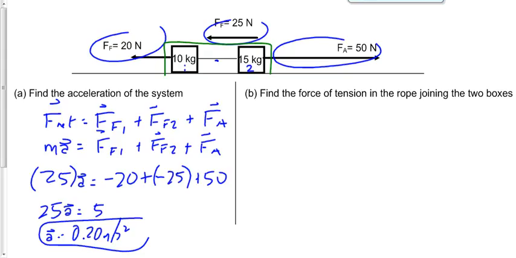All right, now we want to find the force of tension in the rope joining the two boxes. In other words, we want to find an internal force.